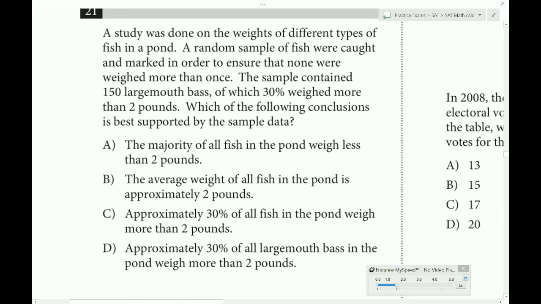A study was done on the weights of different types of fish in a pond. A random sample of fish were caught and marked in order to ensure that none weighed more than once. The sample contained 150 largemouth bass, of which 30% weighed more than 2 pounds. Which of the following conclusions is best supported by the sample data? All right, let's see.